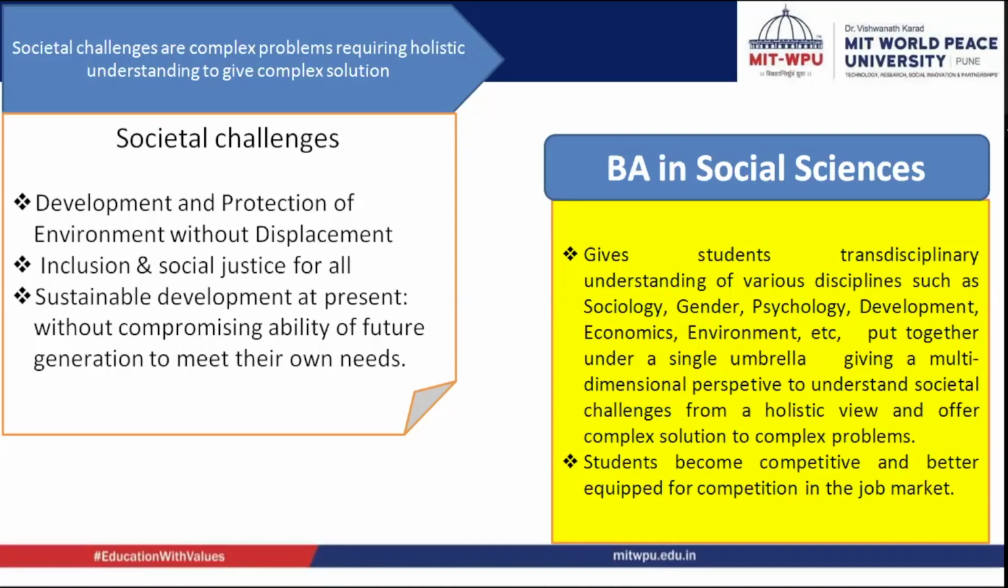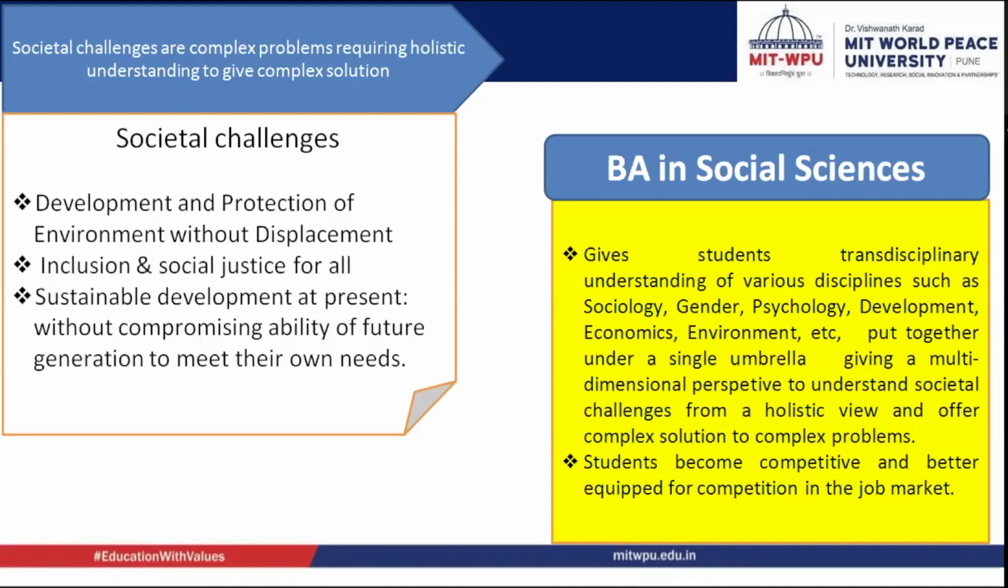That is the context in which we created the BA in Social Sciences. It gives a transdisciplinary understanding of various disciplines, such as sociology, gender, psychology, development, economics, environment, and so on. We put them together under one umbrella, giving a multi-dimensional perspective to understand social challenges holistically, and to give a complex answer to a complex problem. By doing so, after 3 years, we believe students will become competitive and better equipped for the job market.